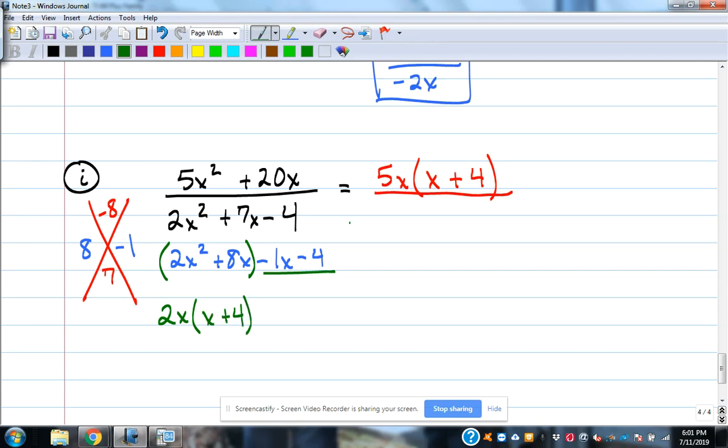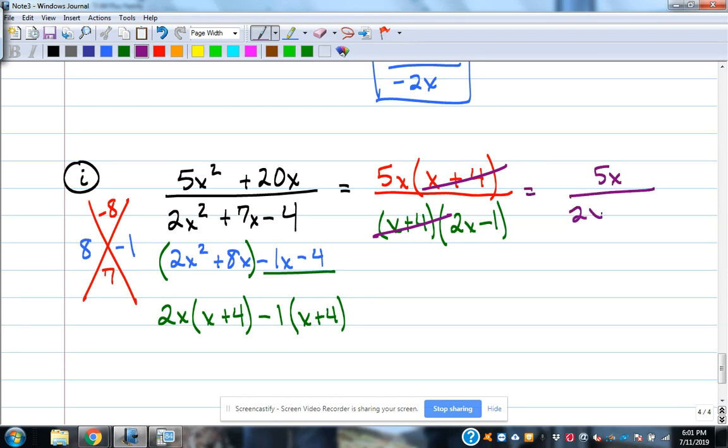And then this is the one that can sometimes confuse us a little bit. -1x and -4 have -1 in common. 1 goes into both of them. There's nothing else that does. And that leaves you the x plus 4. So our factors would be the x plus 4 and the 2x minus 1. Which works out really nice because now the x plus 4s, 1 on top, 1 on the bottom, cancel each other out. And there's 5x over 2x minus 1.